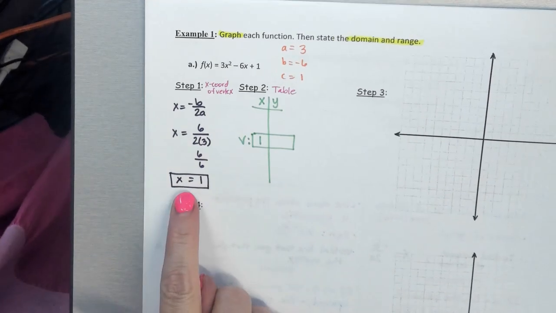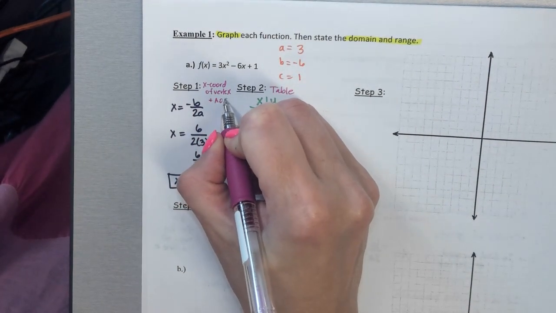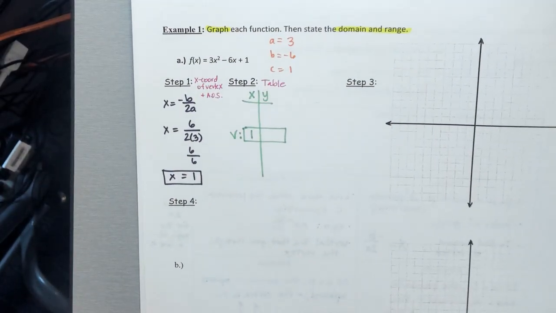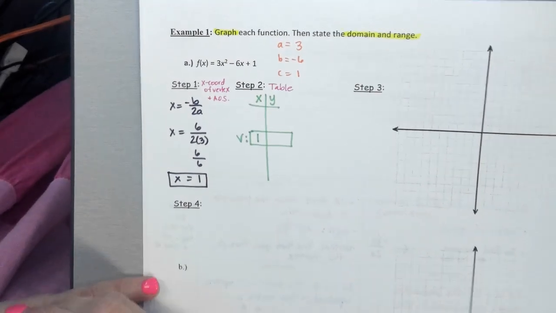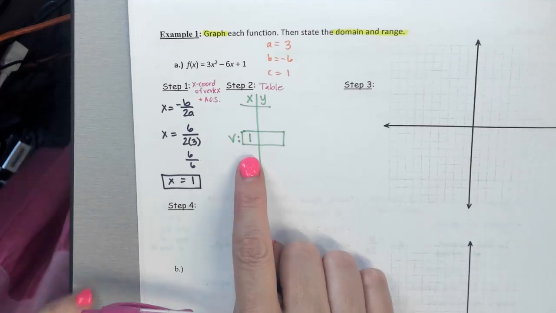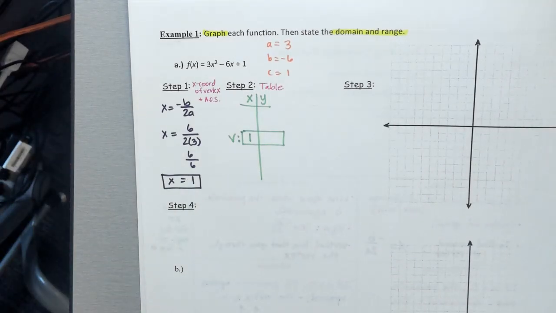Okay, now this is the x-coordinate of the vertex. This is also the axis of symmetry. I'm just going to call it AOS, because we are going to be putting this on our graph as well. So if you know the x, how do you find y? Yeah, you're plugging it in. We're using mental math for this.